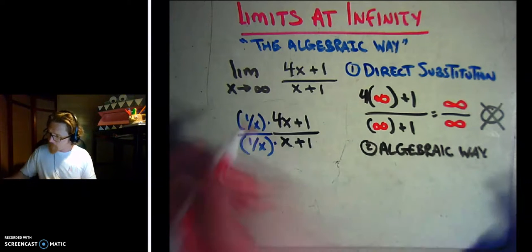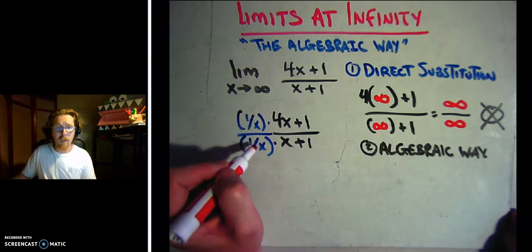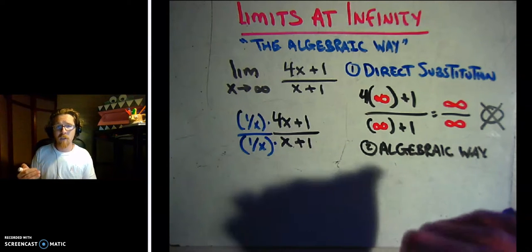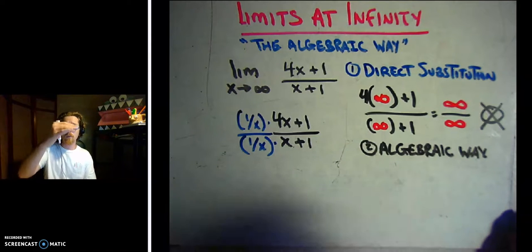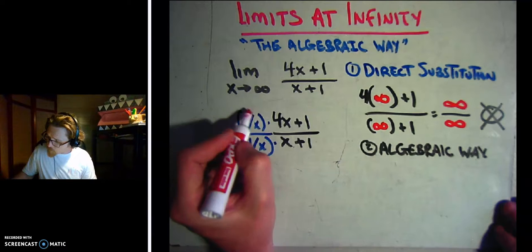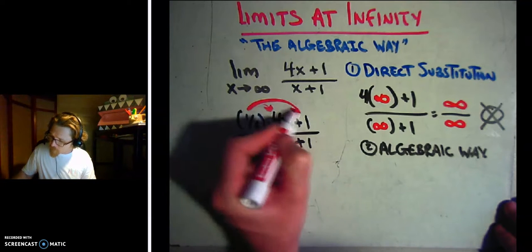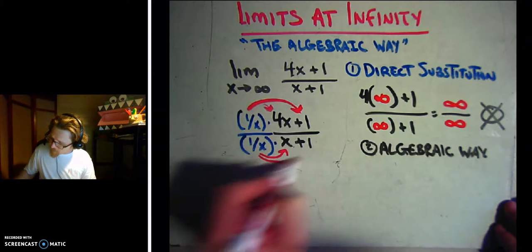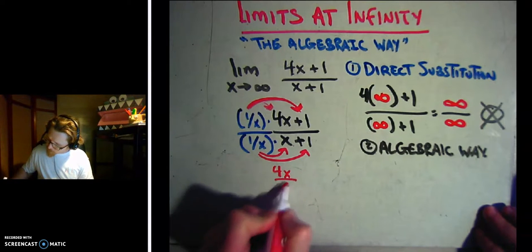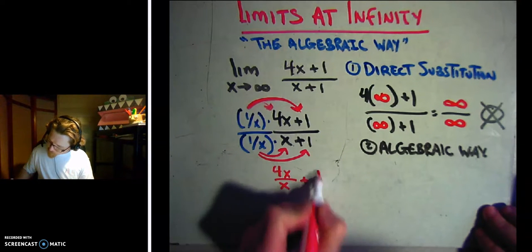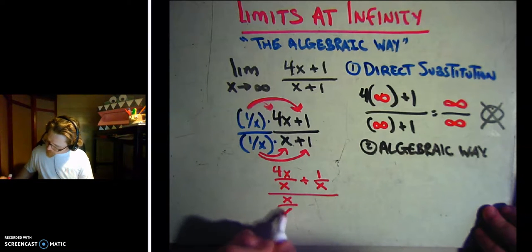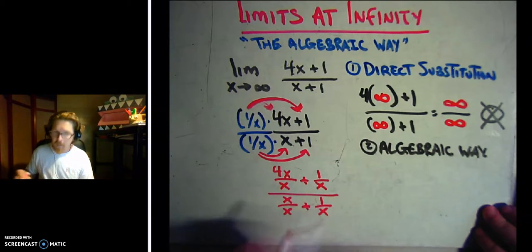Now, because I multiplied the same number on top and bottom, it doesn't actually change the value of the function. Like when you multiply 1/2 times 3 over 3, you get 3 over 6, which is still a half. So this 1 over x is going to get distributed to each piece of the numerator and denominator. This gives me a 4x over x plus 1 over x, and in my denominator, x over x plus 1 over x.